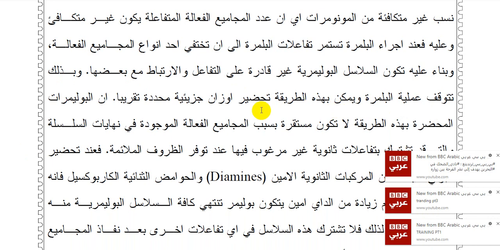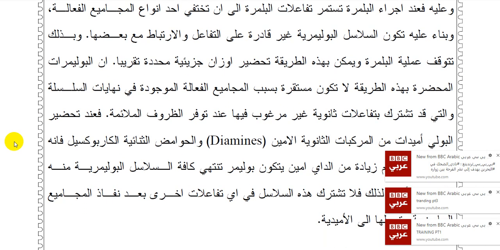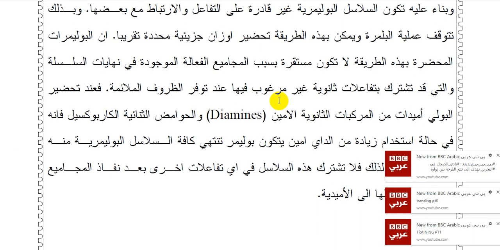With this method, we can prepare almost a specific molecular weight. The polymers prepared by this method will be stable because of the functional groups at the ends of the polymer chains, which may take part in secondary reactions, or collateral reactions, under the appropriate conditions.